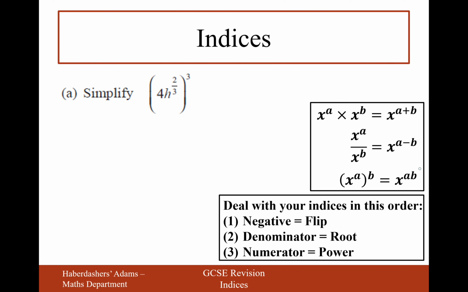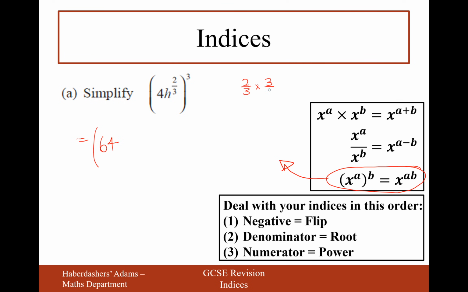Okay, so for this question here, we're going to be using this rule from the rules of indices. So it's going to be, when you do a power of a power, you multiply your powers together. But with the 4, to get the ball rolling, you just do the power as normal. So because the 4 is just a number at the front, you do 4 cubed. And 4 cubed is 64. And then h to the power of 2/3 to the power of 3, you're going to be multiplying your powers together. So it's going to be 2/3 times 3.